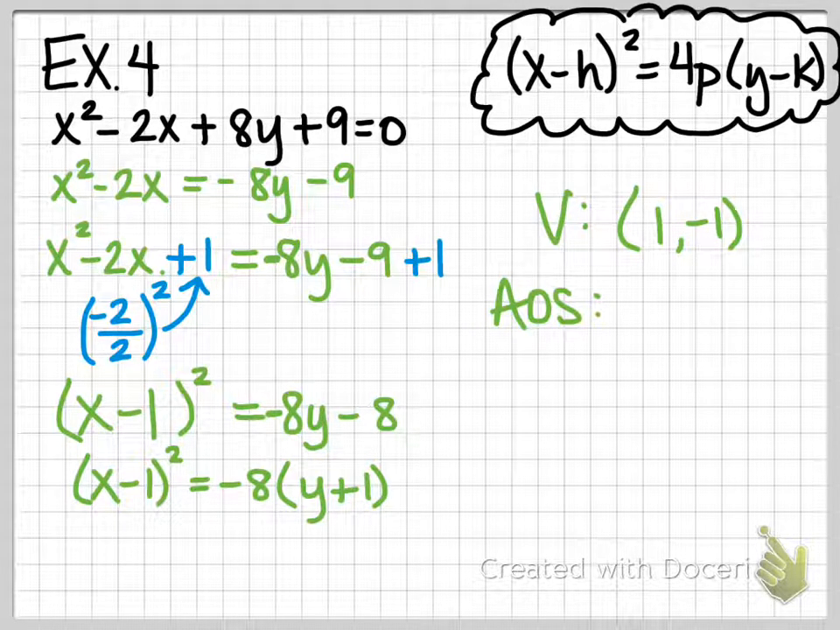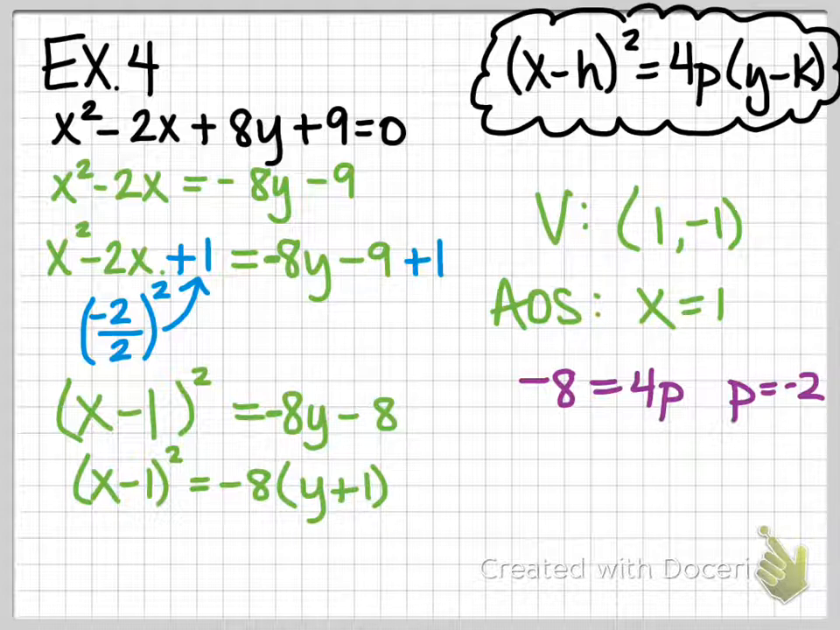My axis of symmetry, since this is an x squared equation, is going to be x equals whatever the x equals. So that will be 1. I need to find out how far away the focus and the directrix are. So I set whatever is in front of parentheses, which is negative 8, equal to 4p. So it turns out that p is negative 2. So since it's negative, this is another indication this would open down.